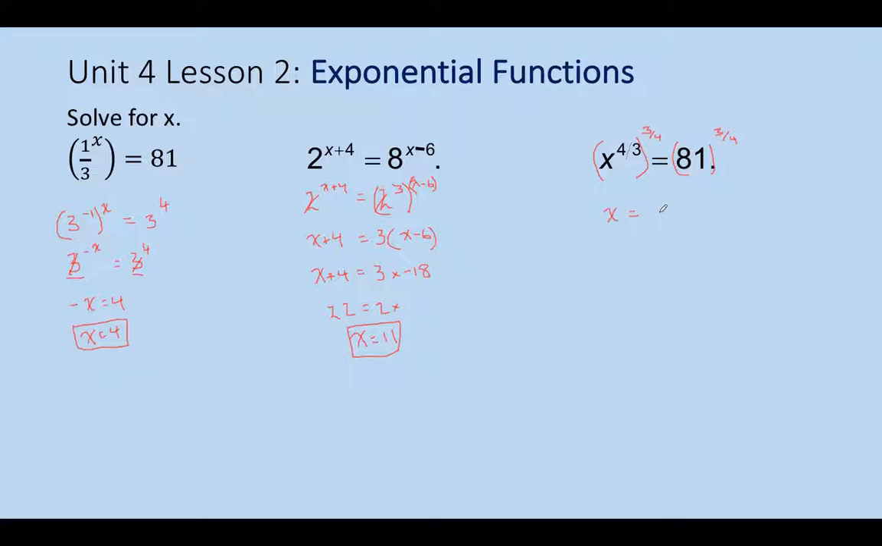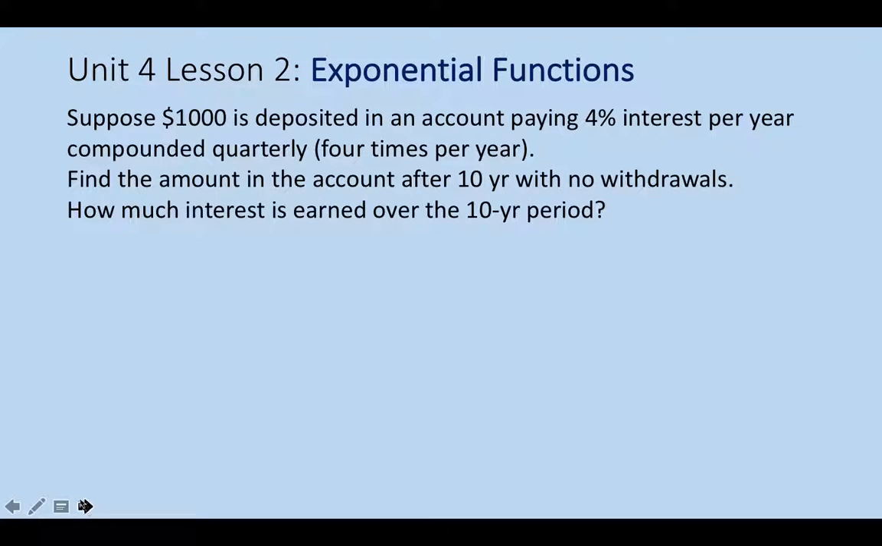And so this would actually wind up being the 4th root of 81 to the 3rd power, where the 4th root of 81 is just going to be positive or negative 3 to the 3rd, which winds up being positive or negative 27. All right, so there's a few examples on how to solve exponential equations.